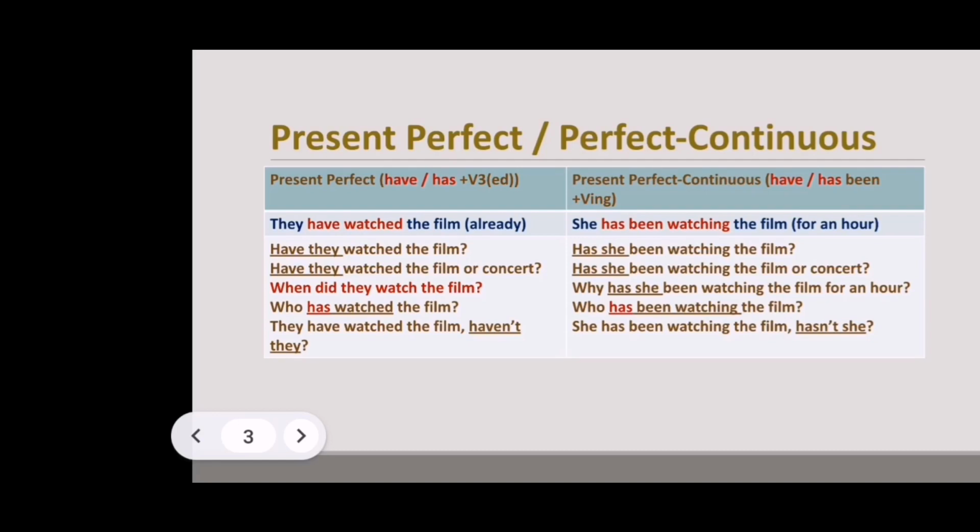Use this slide for checking. Pay special attention to everything that is highlighted in red and underlined. And once more pay attention. If we ask the question when in present perfect, we use a past simple. Do you remember past simple and auxiliary verb did? So when did they watch the film? Pause the video and compare everything. I hope that your answers are the same. Actually, saying your answers, I mean your questions.